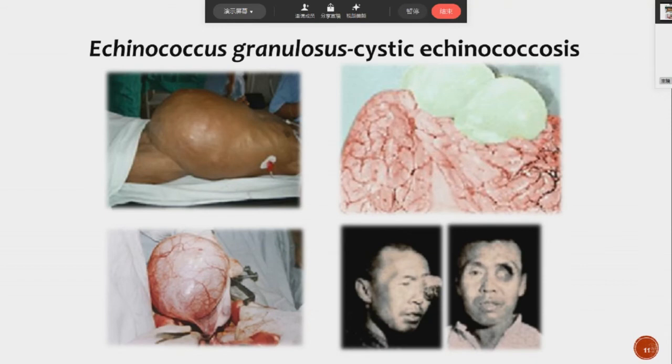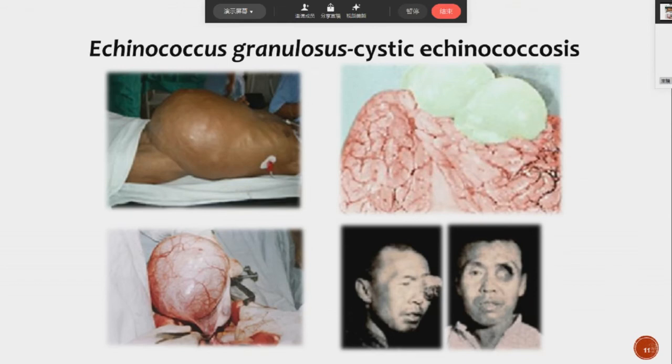Okay, let's go on with our class. The next one is Echinococcus granulosus. For this type of disease, the larval stage parasitizes our organs, mainly the liver, or maybe the lungs or the brain. But the adult worms parasitize dogs, the canines. So this one was the patient. Because the larvae were parasitizing his liver, his abdomen is enlarged, so huge, yes? So they did the operation.